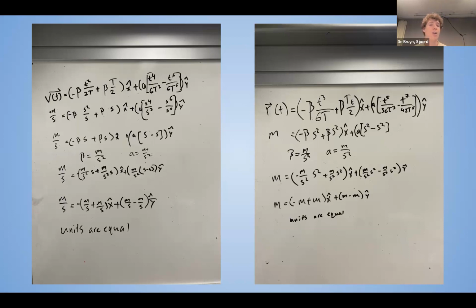On the left-hand side, you get the velocity of time function with the given function that was in the video written out to show the units, and then equating to see that the units are equal. And on the right-hand side, you have the same thing, but for the position function, and you can see that meters is equal to meters.